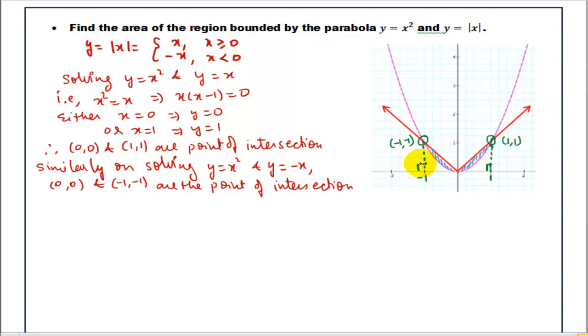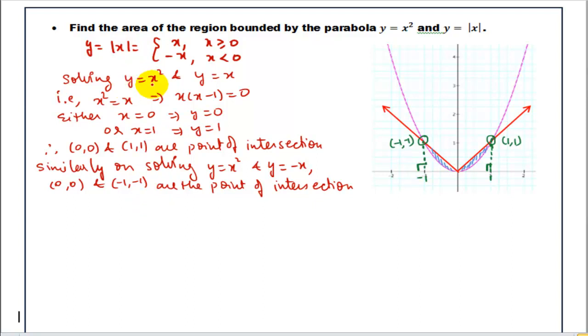Okay, now if you see, both of them are enclosing this area which is shaded. So we have to find this area. If you see again, whatever area is shaded in the second quadrant, same area is shaded in the first quadrant also. So we can find the area enclosed in the first quadrant only, and taking twice of that we can get the entire area which is enclosed by this parabola and the line which is y is equal to mod of x. But for that we need to first know what are the points of intersection.